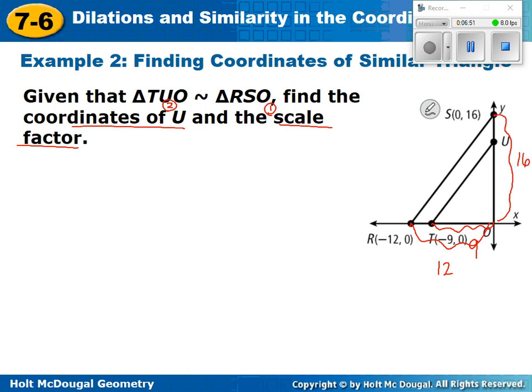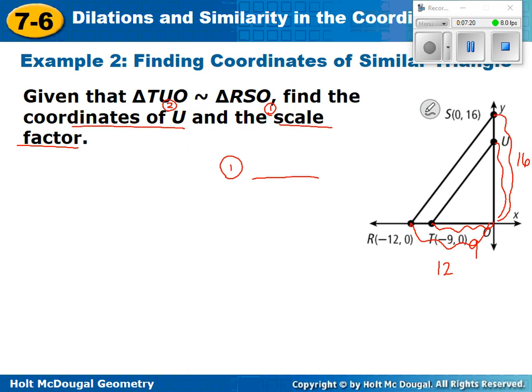16. So if we're trying to figure out what is the scale factor, we should be able to compare any two sides. We can't use these two because we don't know what O to U is, right? So we can't use these two sides, but we could use these two. All right? Keeping that in mind, which number needs to go on top of my scale factor?